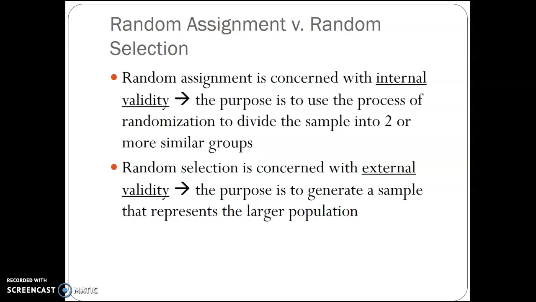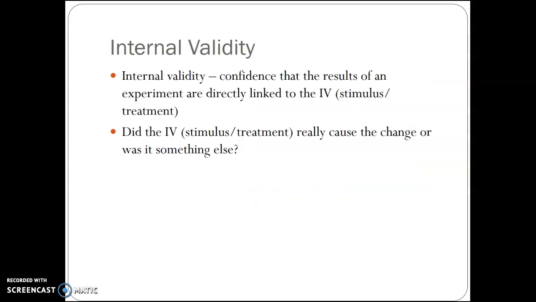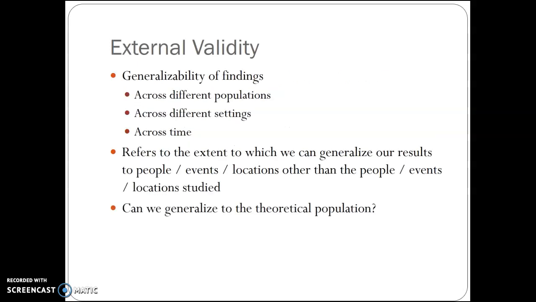So we use fancy language here: internal validity and external validity are the main objectives for random assignment and random selection. Internal validity is why we randomly assign, and that's the degree of confidence that your treatment is in fact causing any changes that you see between pretest and post-test. External validity, like I said, is about generalizability. That's across different populations, across time, across different settings, and maybe even to the theoretical population. So, generalizability versus the confidence that we have in the causal mechanism being studied.